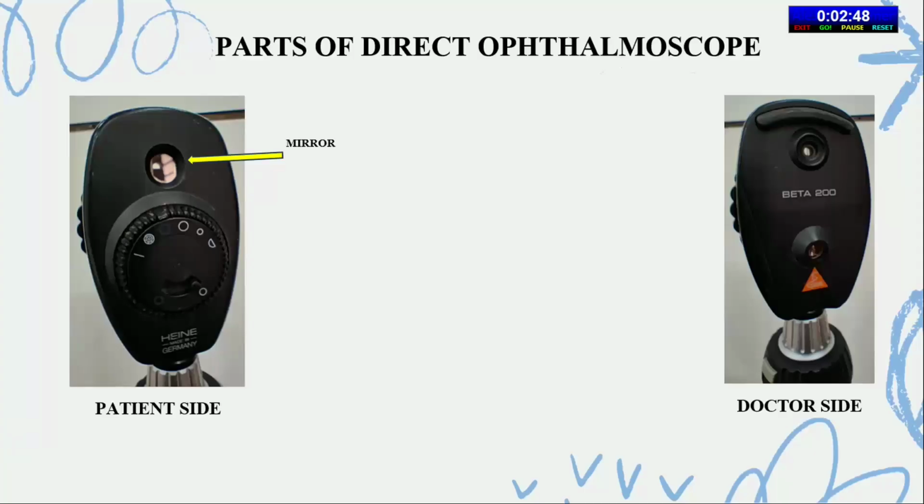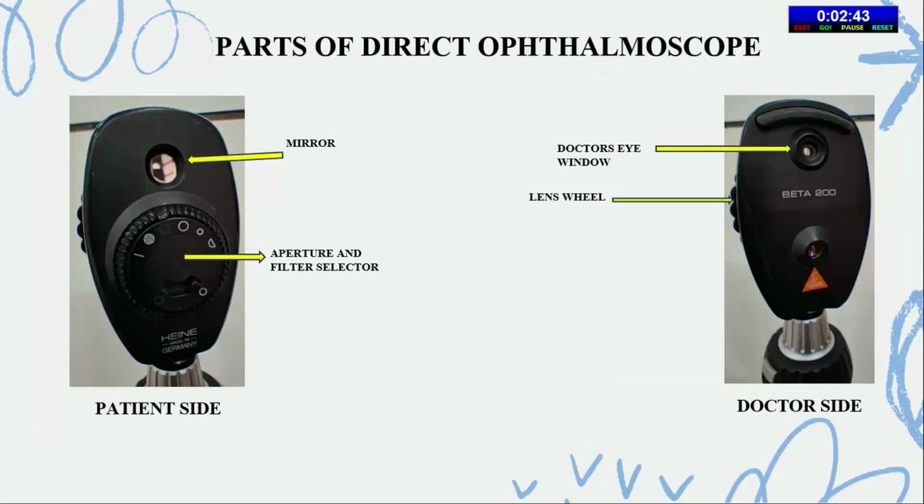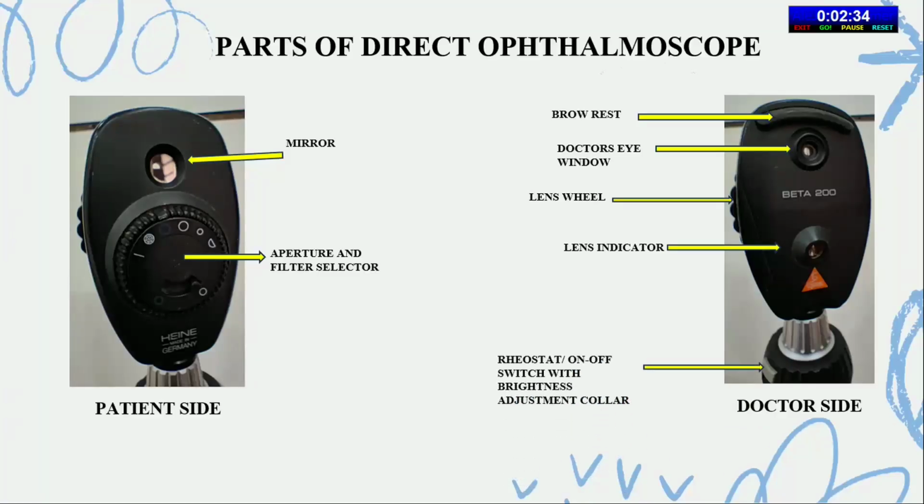Coming to the parts, on the patient side, we have a mirror, aperture and filter selector. On the doctor's side, we have a doctor's eye window, a lens wheel, a lens indicator. We have a brow rest, a lens wheel to change the diopter, rheostat on and off, and a thumb rest.